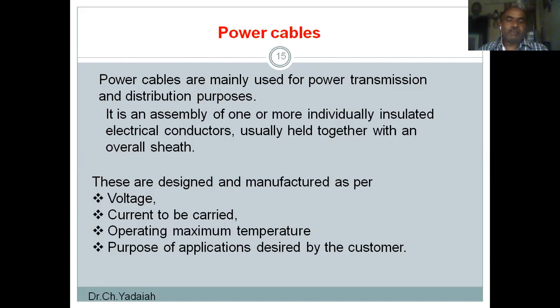Another main factor is the purpose of the appliances and the customers. Previously I have seen ribbon cables and coaxial cables. Based on the requirement, whether it is needed in the computer field, the electronics field, or the electrical field, and based on current and voltage calculations, we choose the cable. These four factors are to be considered while designing a cable: mainly the voltage, current, and temperature, as well as the purpose of the appliance.